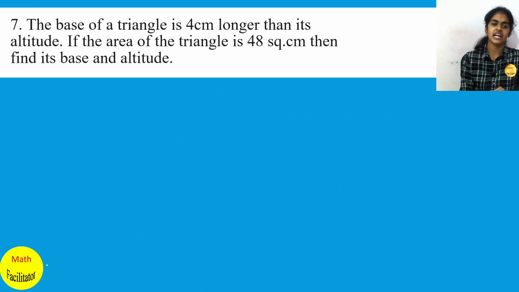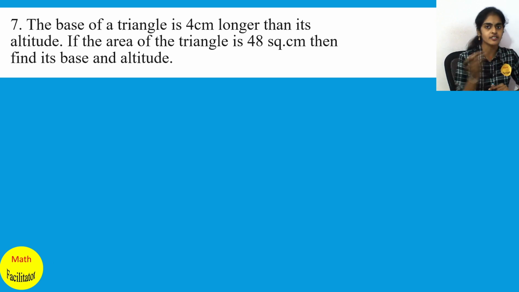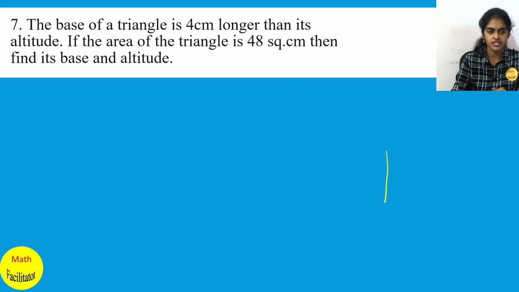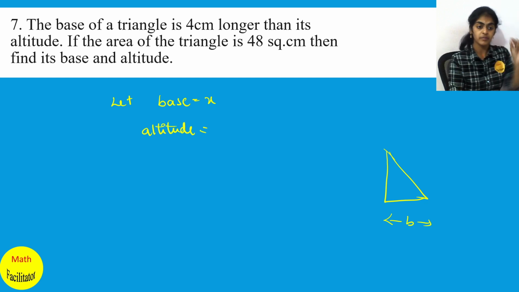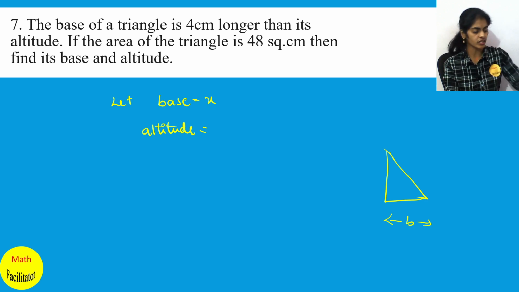The base of a triangle is 4 centimeter longer than its altitude. Suppose I have a right angle triangle, again this is similar to the fourth question. Suppose this is the base, and the base is compared to the altitude. Let me take the base as x? So what will the altitude be? Read the condition given to you. The base of a triangle is 4 centimeter longer than the altitude.